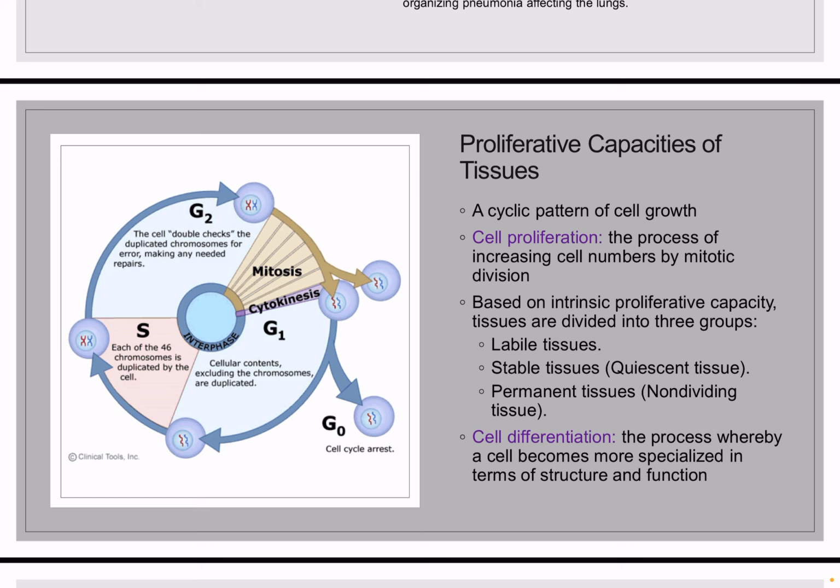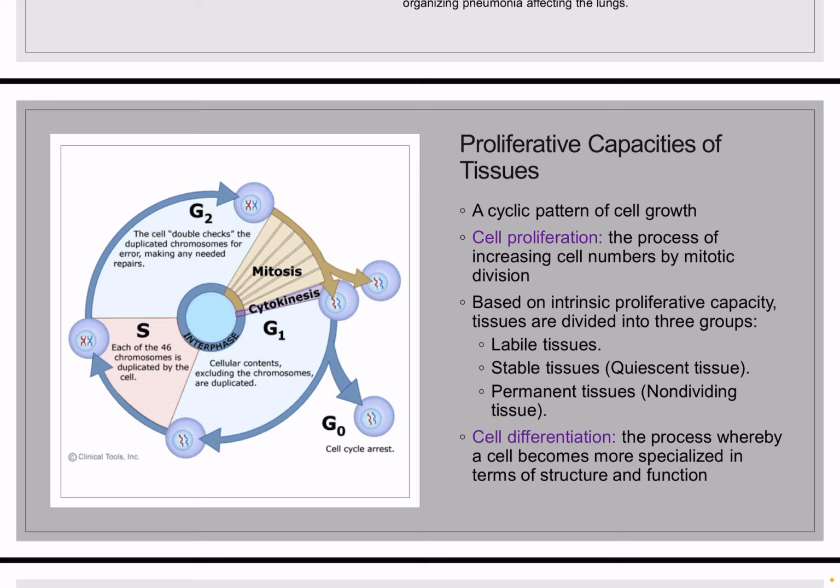Then you have stable tissues. They are called quiescent tissues, from quiet. They divide. After one division, they enter into a G0 phase, which is a quiet phase, quiescent phase. They go into sleep mode. They have the ability to divide, but now they are not dividing. When will they divide? When there is a stimulus, when there is an injury.